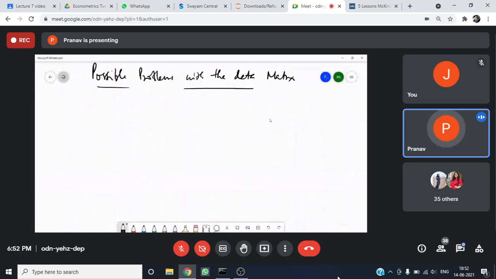So any problem that comes up here will cause you to run diagnostics for your model again and again till the time you find the best model, or not a perfect model as such. So the possible problems with the data matrix can be the inclusion of irrelevant variables.